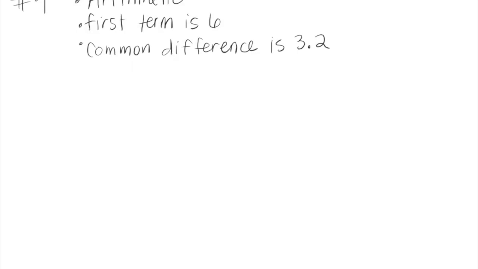And the first way to do that is to use a U. The U stands for the term, the general term number. The 1 tells us which term we're talking about. And we're going to say that equals 6 because the first term is equal to 6.